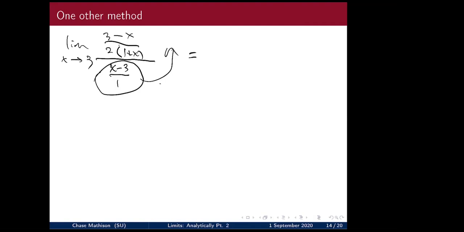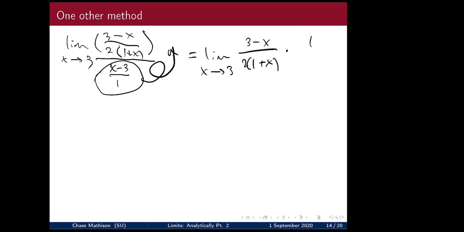So maybe I'll try my hand at art. We flip that. Oh, boom, beautiful. So this becomes the limit as x approaches 3 of 3 minus x. The numerator, the big numerator, the fraction in the numerator doesn't change. But then now we're multiplying by 1 over x minus 3. Okay. All right, and who sees what happens here?